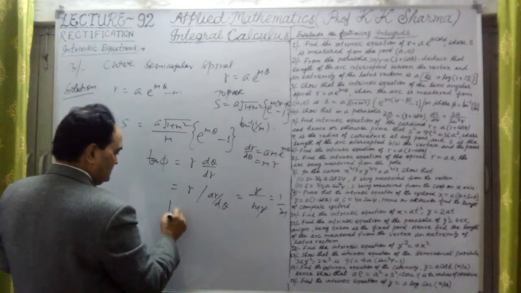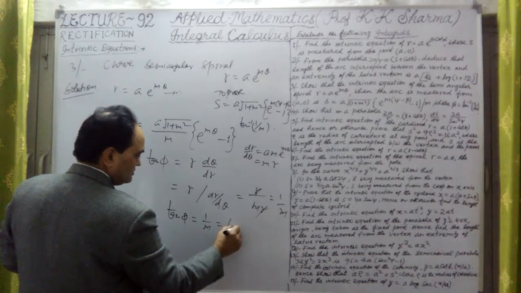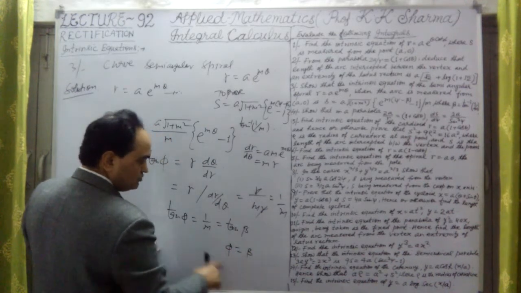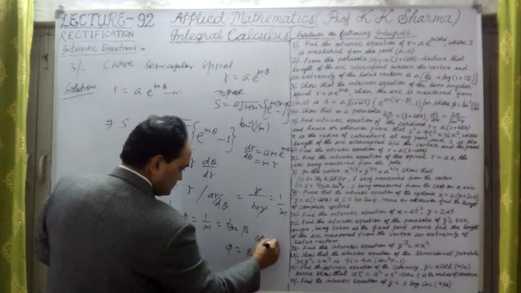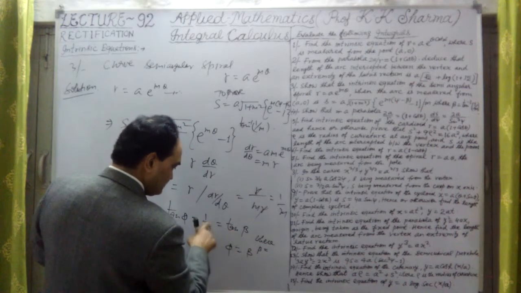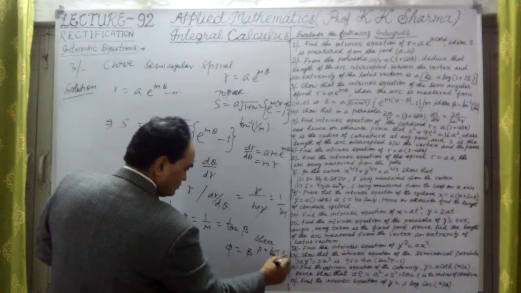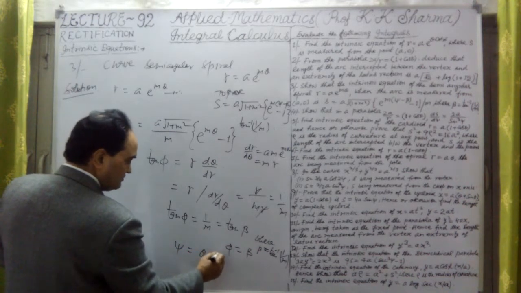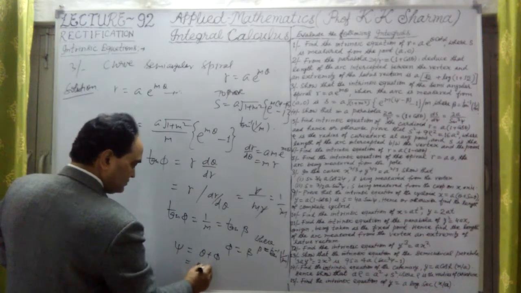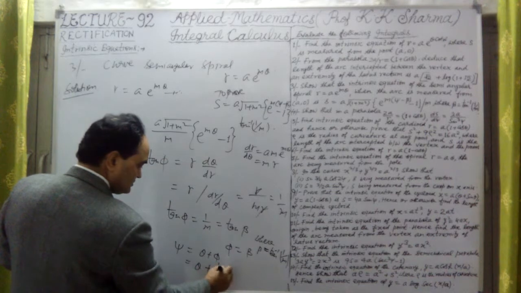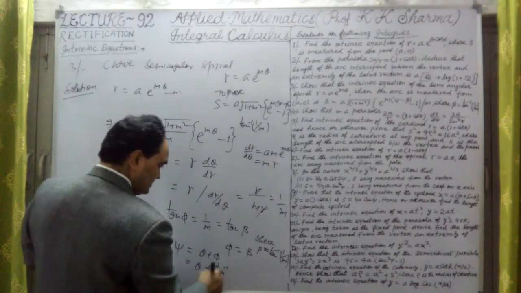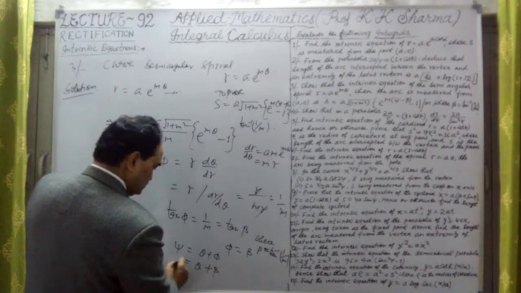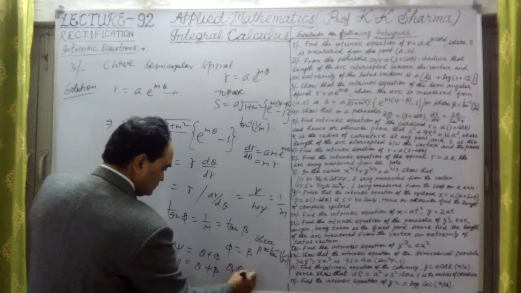Now tan phi is equal to 1 upon m; let me take this as tan beta. That means phi is equal to beta in this relationship, where beta is equal to tan inverse 1 upon m. Try to understand. What is psi? We know the psi angle is equal to theta plus phi. But phi is tan inverse this, so psi is equal to theta plus beta. So psi equals theta plus beta, or theta is equal to psi minus beta.